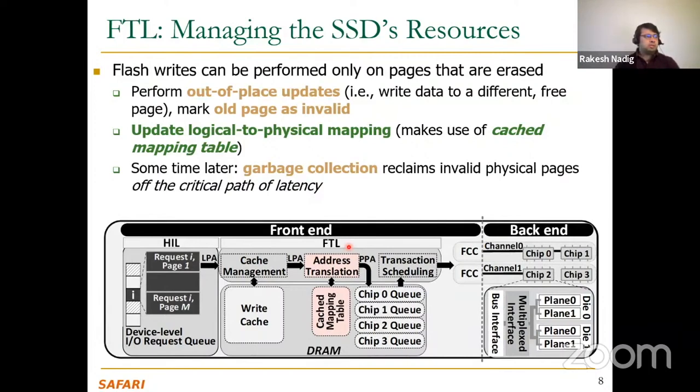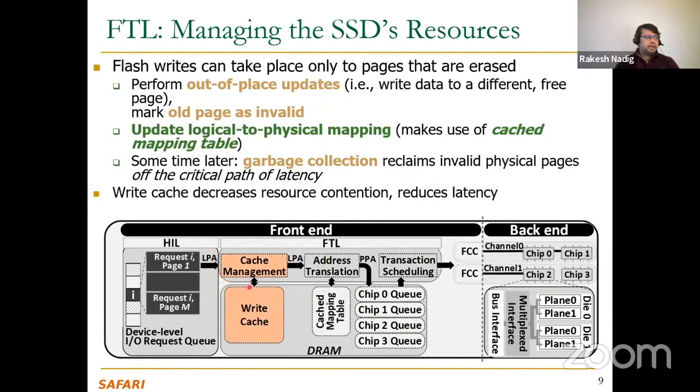And the FTL also has to perform something called wear leveling, where the pages are written to different blocks so that the device is worn out uniformly, so it has to take care of that as well. And you can see here there's also a cache management component, which is basically related to the data cache. So the DRAM is also used to store some of the recent entries that are written or read from the flash chips. So this acts like a cache, and this also improves the performance and decreases the resource contention. Basically, the shared resources such as the channels and the chips, and so it reduces the latency.